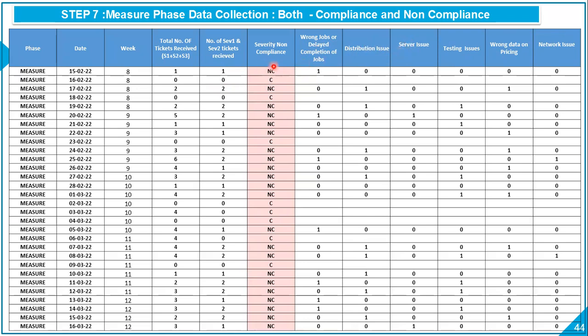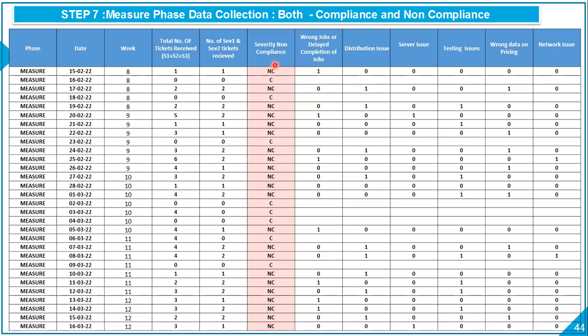So when it is NC, then you need to further investigate out of these 6 causes, which cause is leading to this NC, that is the culprit. So here on day 1, say on 15th of February 2022, when you had an NC, this particular cause, wrong jobs or delayed completion of the job, was the culprit. And who decided which cause impacted this particular NC? Of course, the team, assistant manager and supervisor.